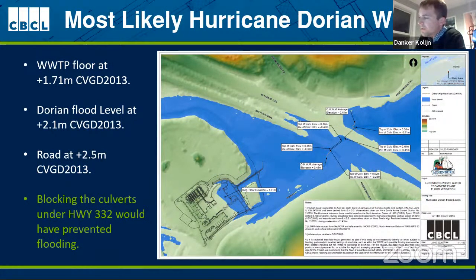And this is exactly the situation that we think occurred during Dorian. So the wastewater treatment plant, the floor itself sits at plus 1.7 meters. Dorian flood level was 2.1 meters. So there is a solid 40 centimeters there of flood elevation, or up to even half a meter in the plant, which is what they experienced. What's important to note is that the road is at plus 2.5 meters. So the road did not get flooded. And if the culvert had been plugged or blocked, we wouldn't have experienced the flooding in the wastewater treatment plant.